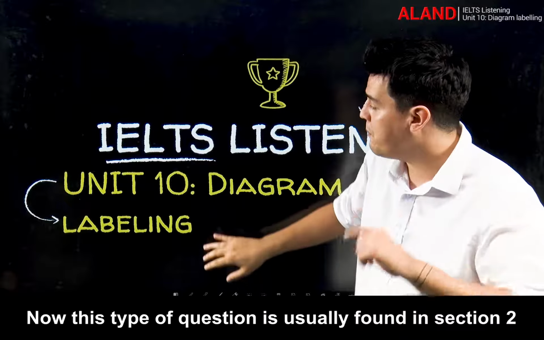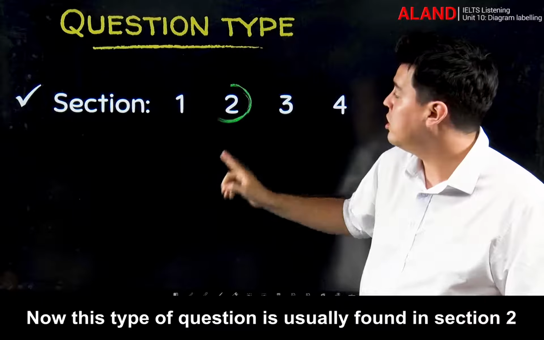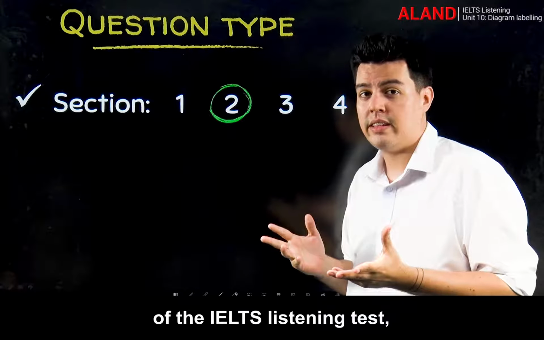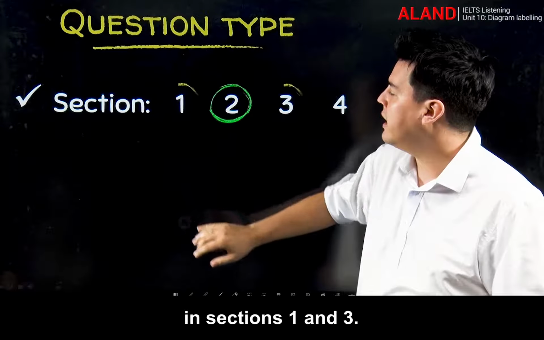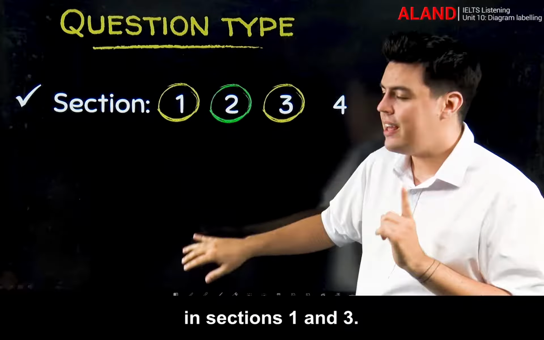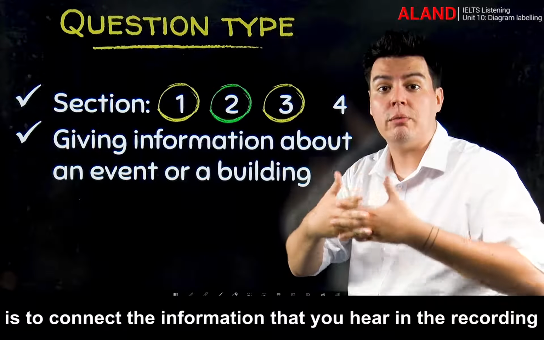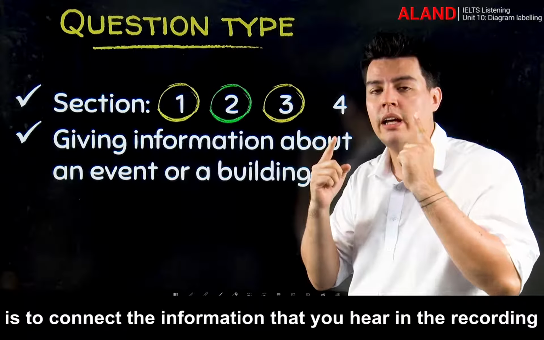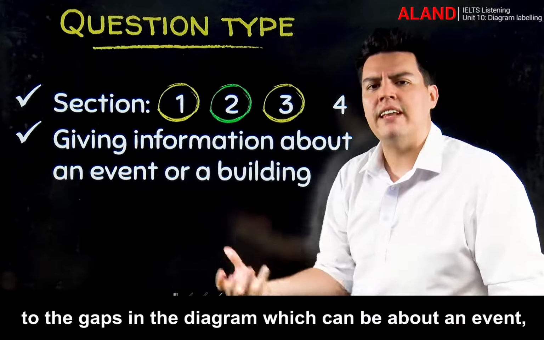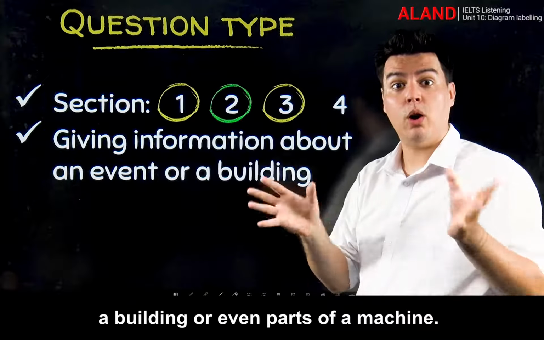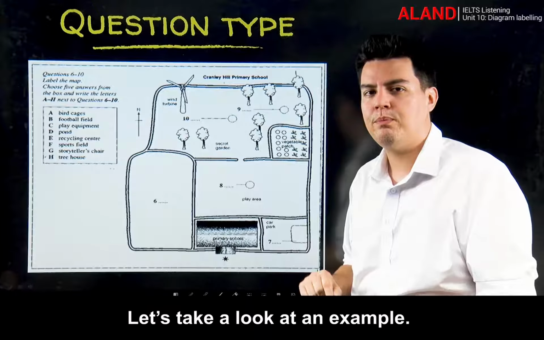Now, this type of question is usually found in section 2 of the IELTS listening test. But there is also a low chance that you might also see it in sections 1 and 3. The aim of labeling a diagram is to connect the information that you hear in the recording to the gaps in the diagram, which can be about an event, a building, or even parts of a machine. Let's take a look at an example.